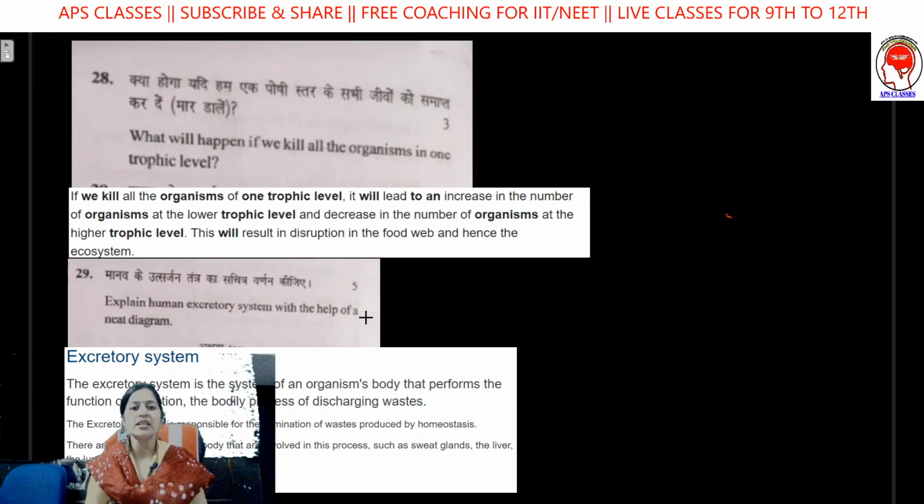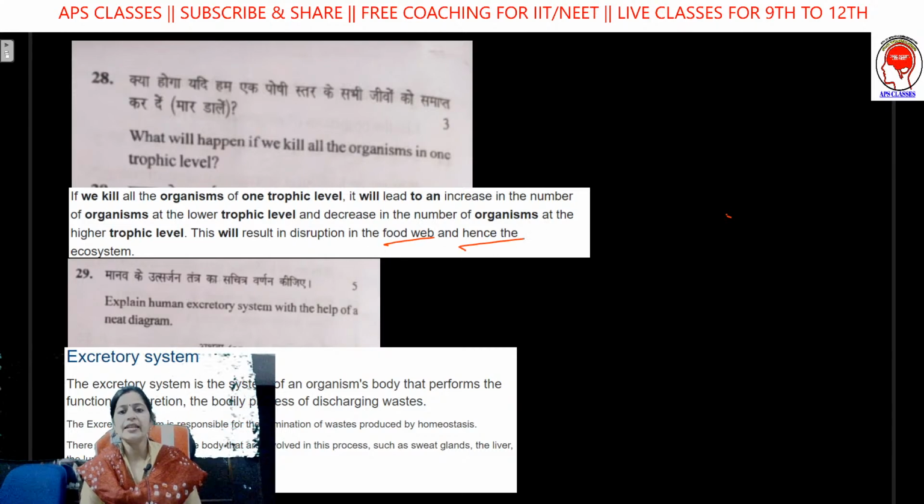This will result in the disruption in the food web and hence the ecosystem. Ultimately the result will lead to disruption in the food web and hence the ecosystem. So this is the main loss if we kill all the organisms in one trophic level.